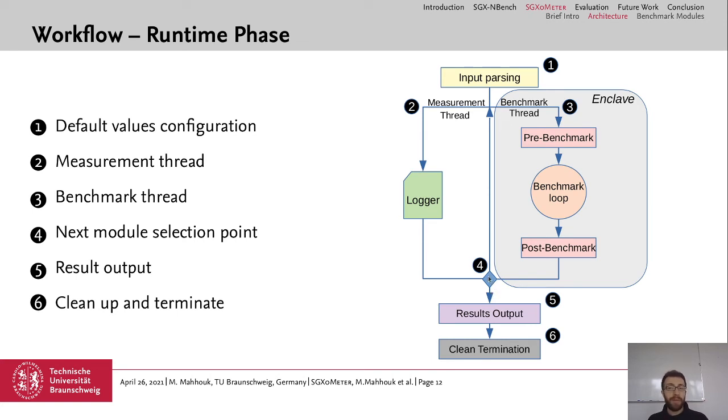At this point, the main thread will take a look into the module selection list to see if there are other modules to benchmark. If that's the case, the process will repeat from the start again for the next module. In case all modules are tested, then the logged files will be outputted with their corresponding statistics. And in the last phase, of course, the benchmark will be cleanly terminated. So basically, this is very briefly how it works.